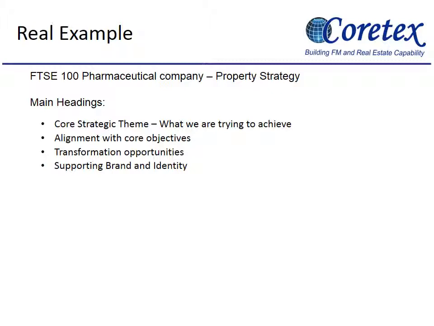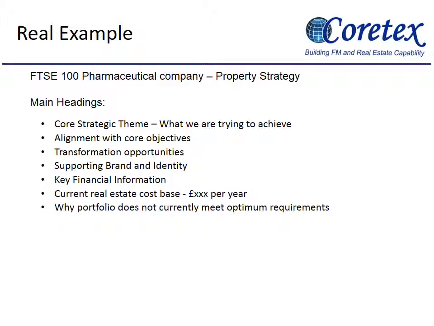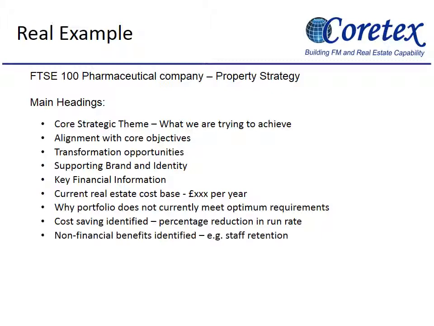Supporting brand and identity, very well-known organisation. How does property do that? Of course, they lay out their key financial information, which in their case is very straightforward. It's their current real estate cost base, how much it costs per year, why the portfolio doesn't meet the optimum requirements, so in other words, the gap or the delta between the demand and supply, the cost savings identified by their options, which they show as a percentage reduction in run rate, non-financial benefits, staff retention.